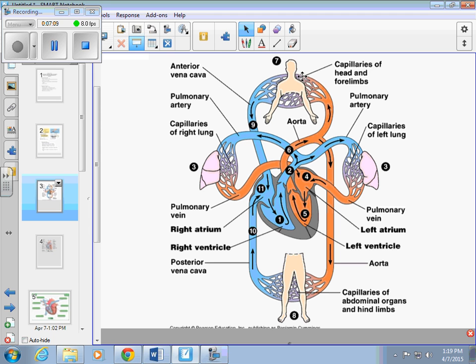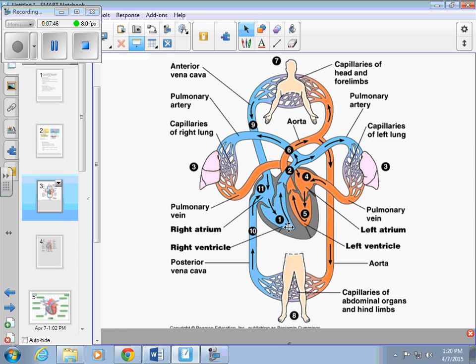So the aorta will bring the blood, it will deliver it to the entire upper part of the body in those capillaries and the entire lower part of the body in those capillaries. After it drops off a lot of oxygen, it's going to bring the blood back through the anterior vena cava, which will bring it back from the upper half of the body. Or if it's coming from the lower half of the body, that would be the posterior vena cava, or the inferior vena cava, it's also called. And it's going to dump all of that very deoxygenated blood into the right atrium, and then we're back in the right ventricle and it starts all over again.